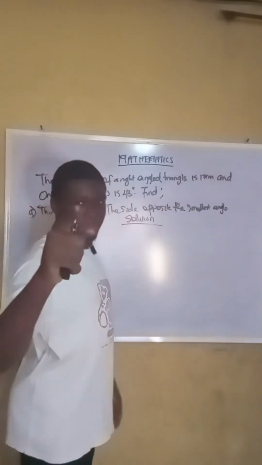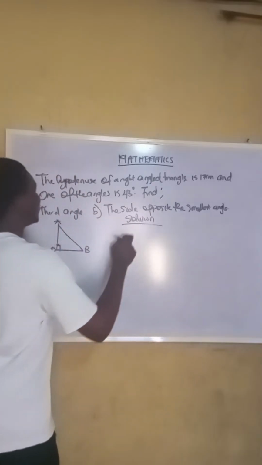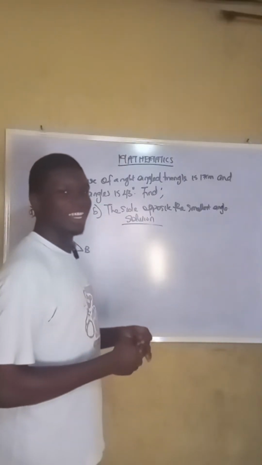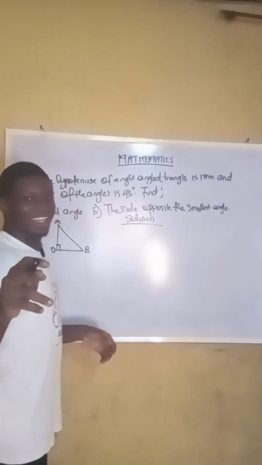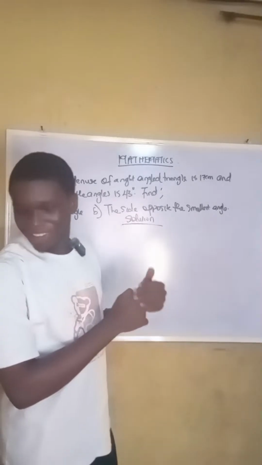Now ask yourself, you watching me, where is the hypotenuse in this right angle triangle? If you know the answer, drop it in the comment section. Let's see the smartest person we have here.